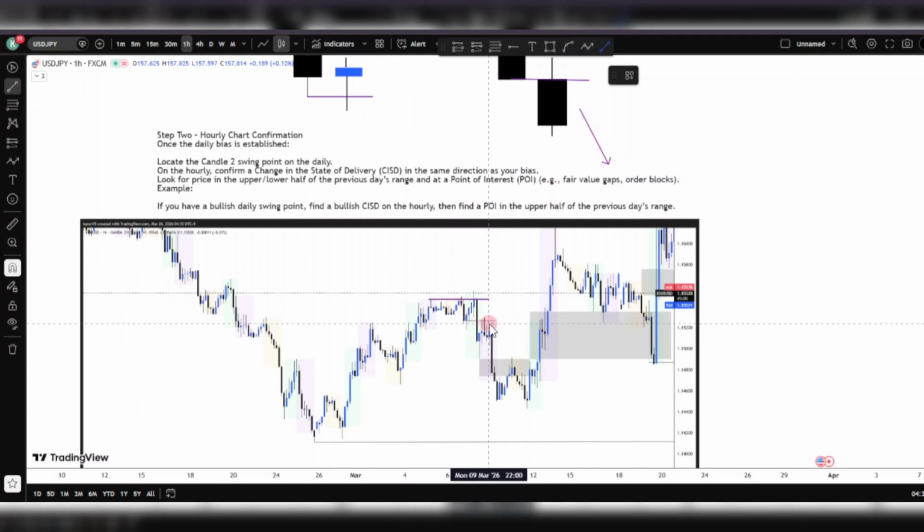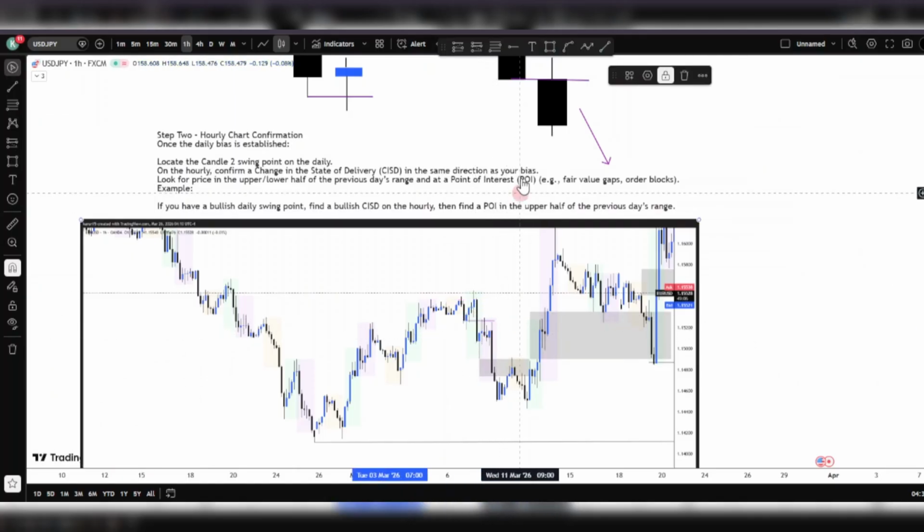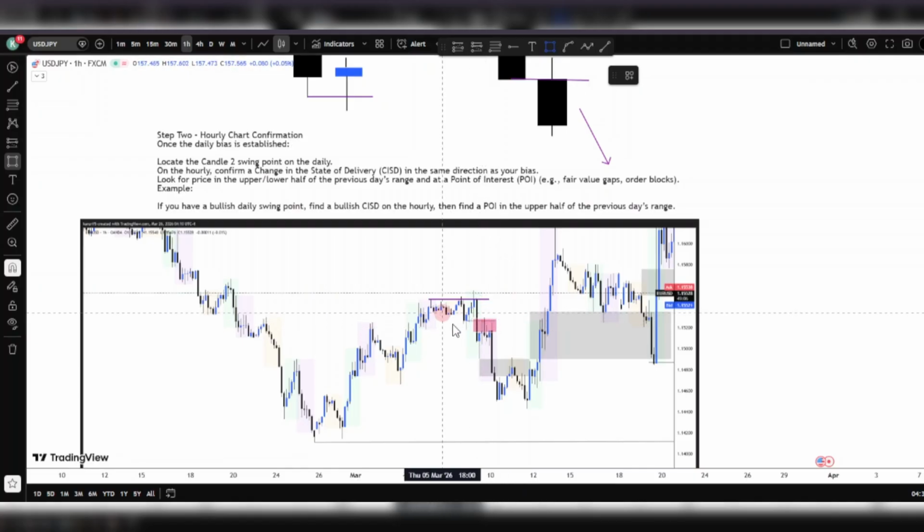Look at this. We had a change in state of delivery at this point. And then we had a fair value gap. Look at this fair value gap here. You can see price came to this fair value gap and continued downwards. So this is where we would take our entry: a change in state of delivery plus a fair value gap. And you can see this hourly candle is very bearish. So we expect price to continue downwards.